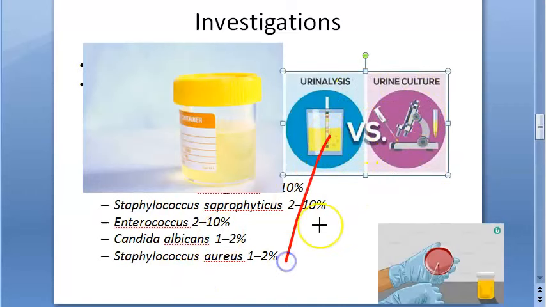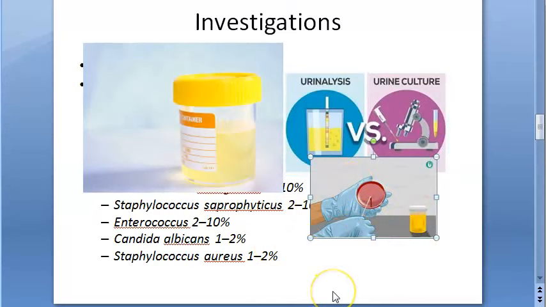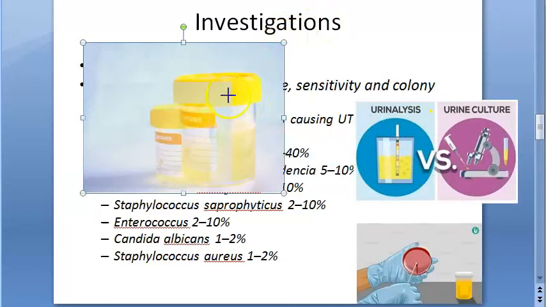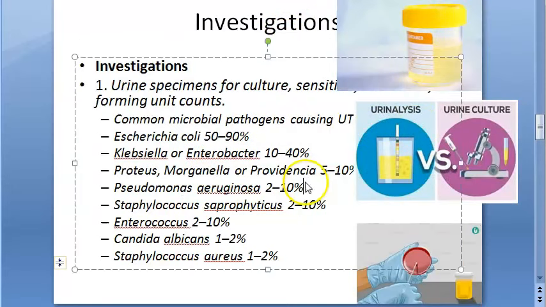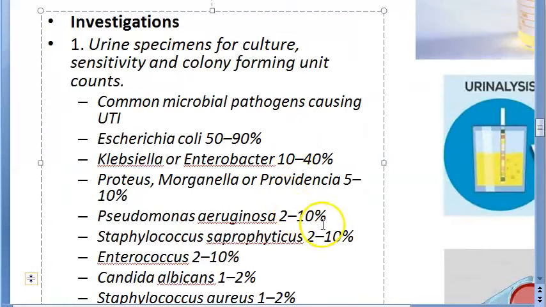In urine analysis they will check the color, the pH, the quantity, all those basic things, and then in culture they will check for the type of bacteria. They will try to grow the organism on a media and see what organism it is, and then follow it up at the end with antibiotic sensitivity testing to know which antibiotic the organism is sensitive to.